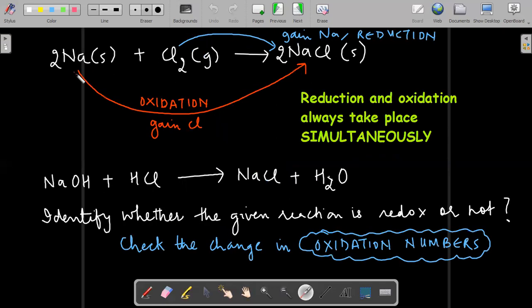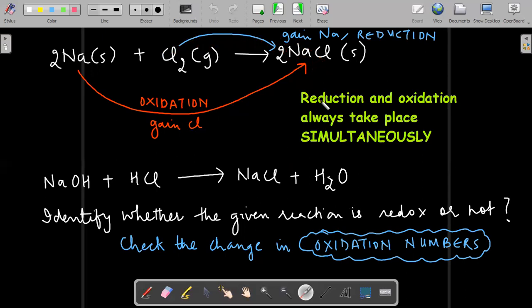One more example. Sodium on LHS has gained chlorine while forming NaCl. So I can say sodium is oxidized to NaCl. While chlorine has gained sodium. Here on the left hand side chlorine was only Cl2. On the RHS, along with chlorine I am having sodium. So chlorine has gained sodium. So this process is reduction. I can say chlorine is getting reduced to NaCl.